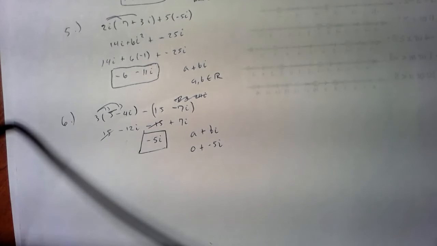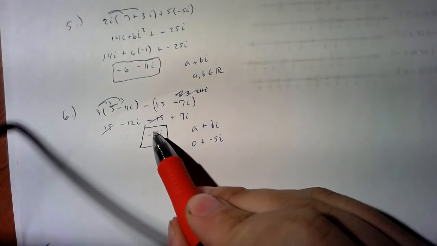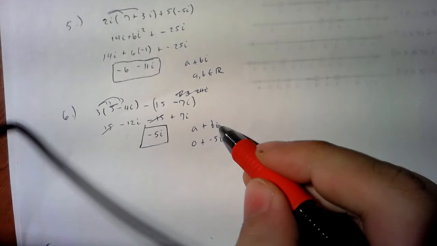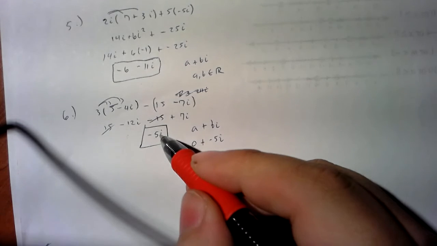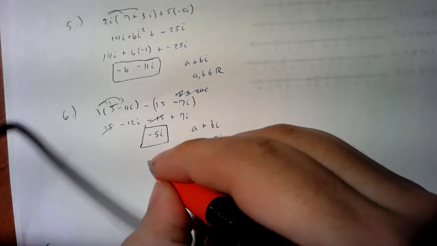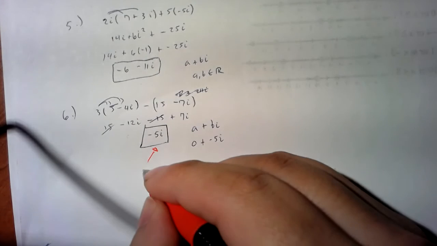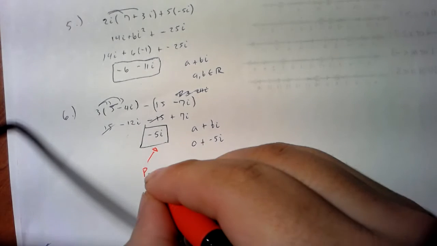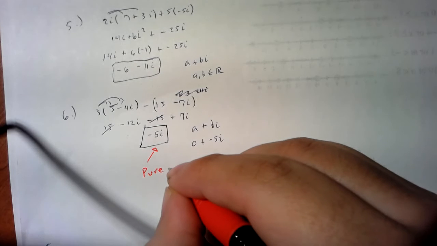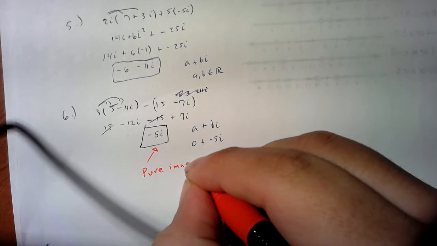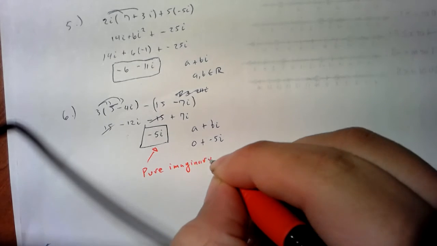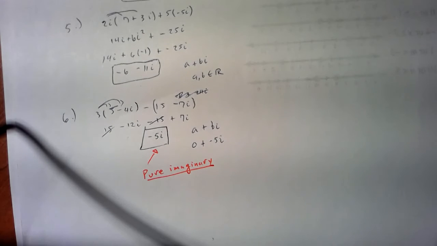Now, there's something interesting about this. I'm going to go ahead and write it in a red pen. Whenever you get a complex number that just has the bi, like the negative 5i or like 20i, there's a special name for these numbers. These are called pure imaginary numbers. It's kind of like a separate name for these.